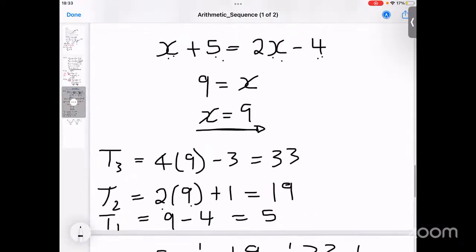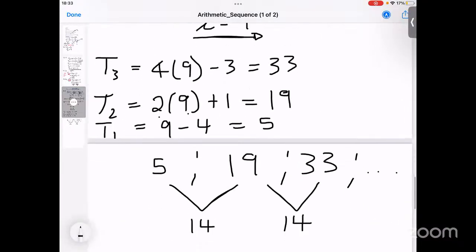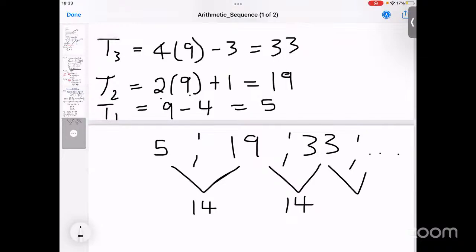So that's how you work it out, honorable member. Then if, for example, they said find term number 4, then you just add that 33 by 14. What do you get? It gives you 47. Then you would say term number 4 is equals to 47. That's if they wanted you to calculate term number 4.